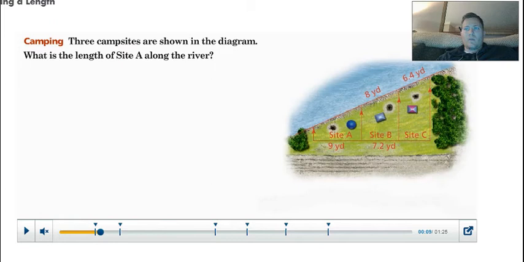Alright, problem number 2 that we have right here says 3 campsites are shown in the diagram. What is the length of site A along the river? And we see we have these parallel lines, and we know that we can set up a proportion. This looks similar to our corollary that I had. So we were trying to find site A, so we were trying to find this right here. That's the value for x that we're trying to find.